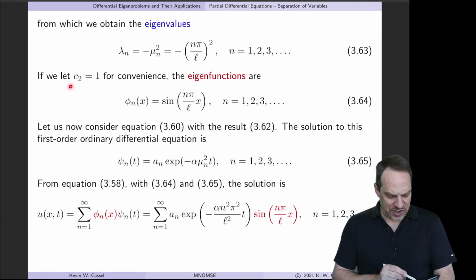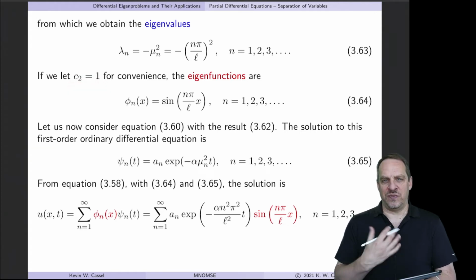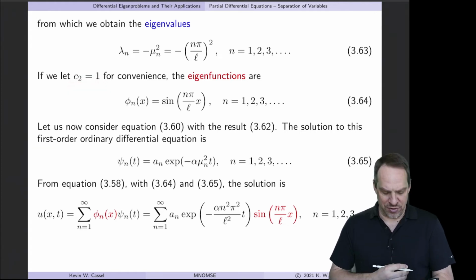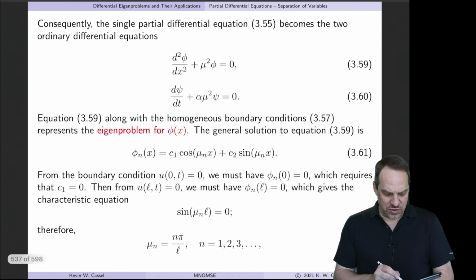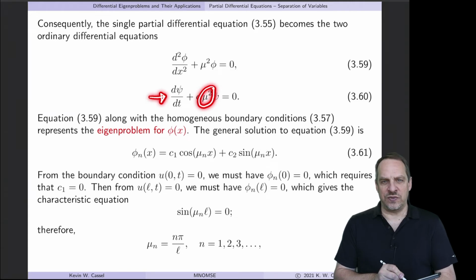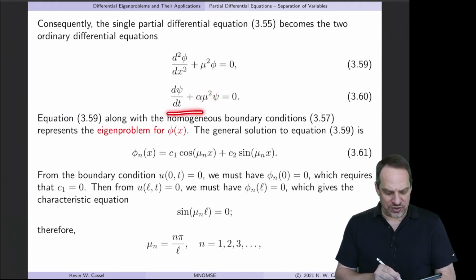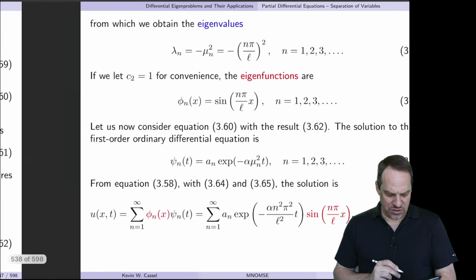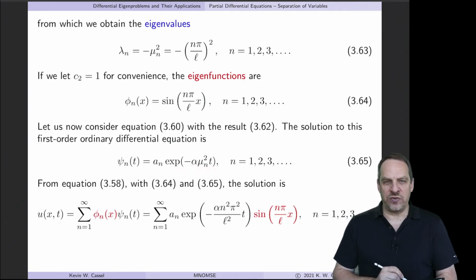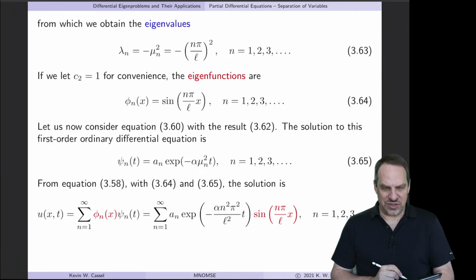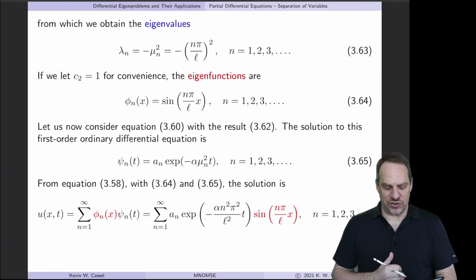You'll notice I've just set the constant equal to 1 for convenience. Again, we'll deal with that later on. So that's the solution of the differential eigenproblem. We now know the mu squared that goes into our equation for psi as a function of t. Now this is just a first order ODE. We now know this coefficient, so we can solve that and get a constant times the exponential of minus alpha mu squared times t. So that's just a simple integration to get that solution.